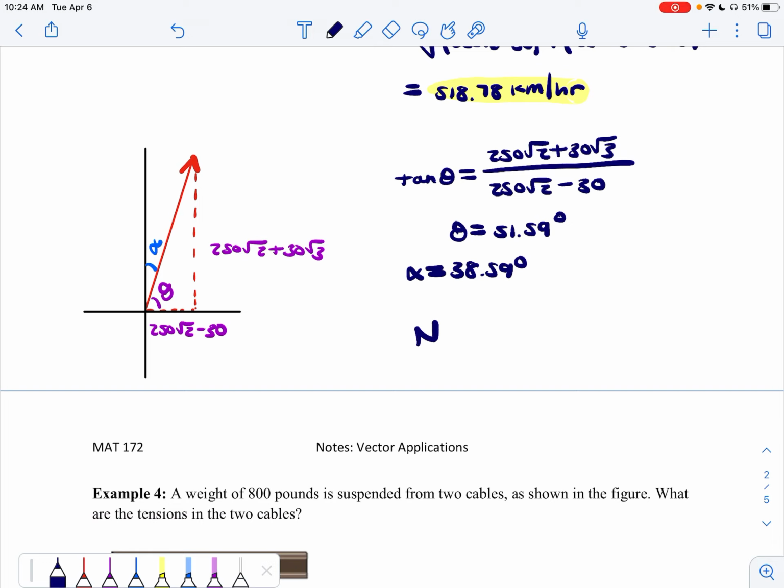So our overall compass direction would be north, 58.59 degrees, sorry, 58.59 degrees east.